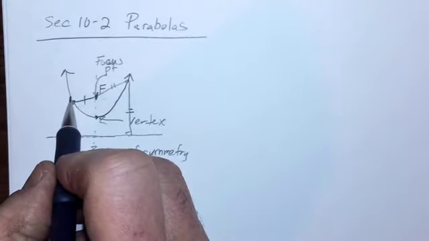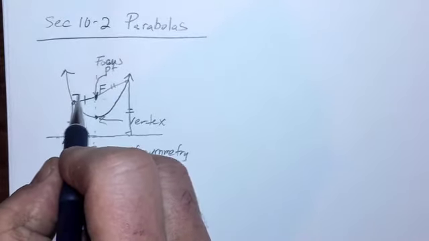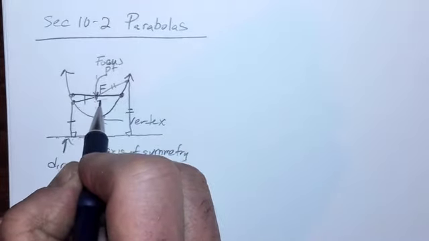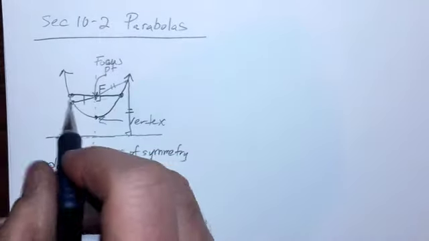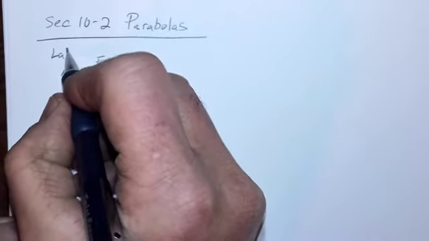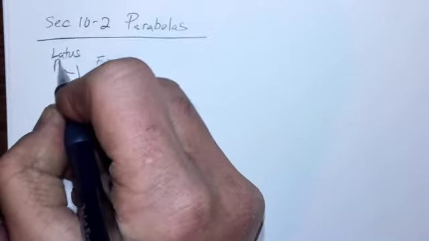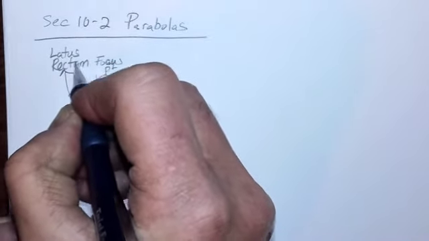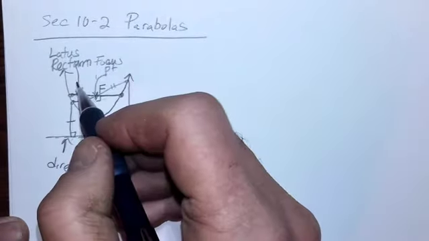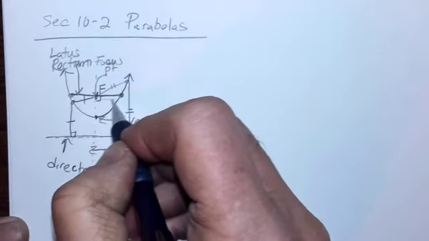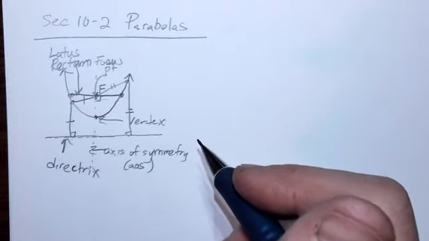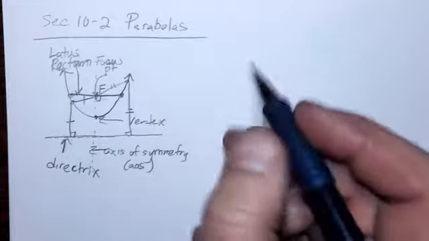And then there's actually a chord that runs across here, perpendicular to that axis of symmetry. And this chord right here has a really funny name, it's called the latus rectum. Everybody always gets a really good laugh out of that. Okay, that's what this chord across here is called.